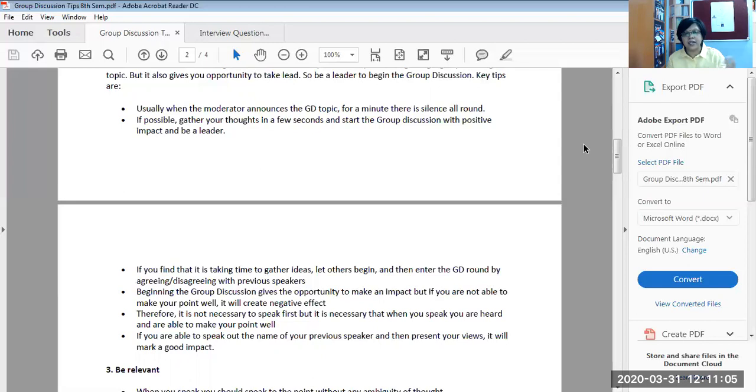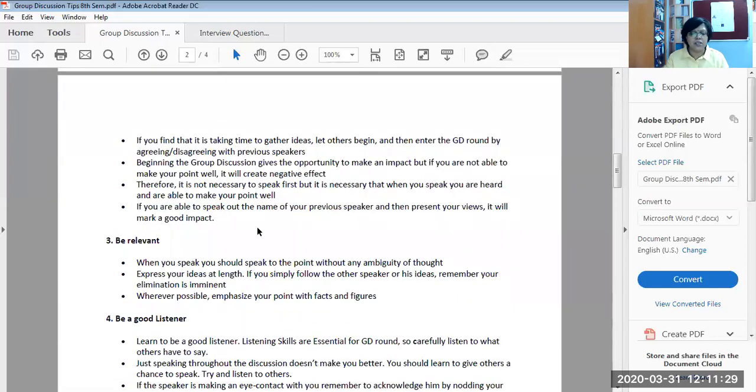Just by saying that Ravi said this and Deepika said this and I agree with their point, I would like to say that my opinion is so and so. I have this example, or I would like to support my ideas, my point of view with an example. So that shows enough leadership quality.